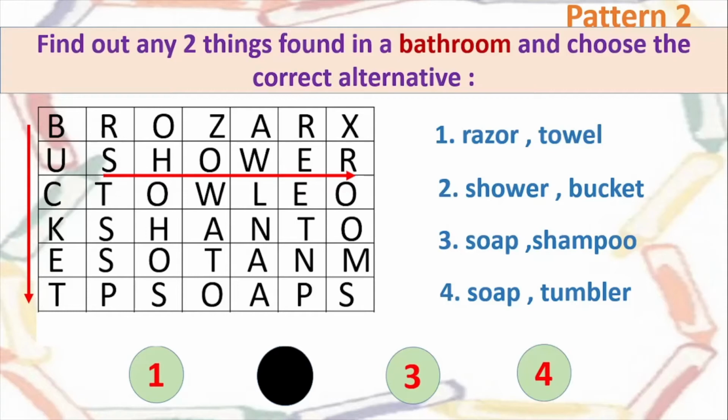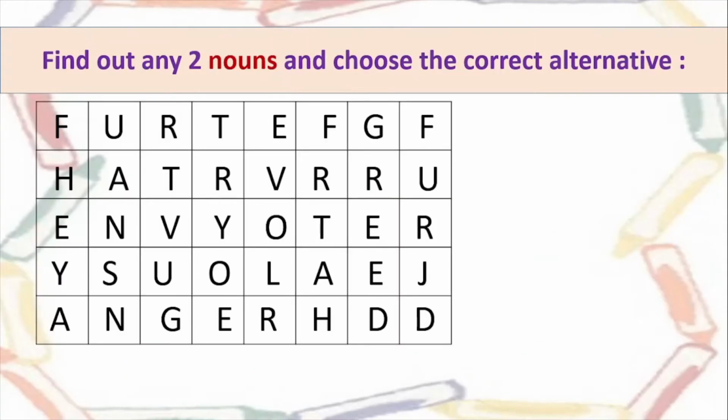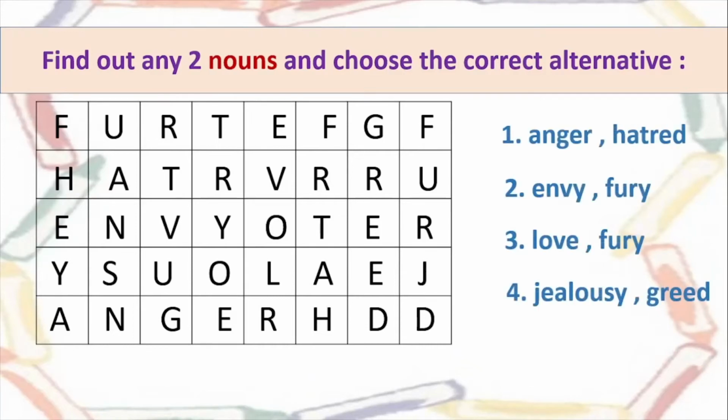Let's now proceed to the next example in this pattern, which is this one. Find out any two nouns and choose the correct alternative. So now in the previous question, we chose 2 words which you can associate with the bathroom. Here we are looking at 2 nouns, okay, and then we have to choose the correct alternative. So come on, let us see what those nouns are. So you have anger and hatred as option 1. You have envy and fury as option 2, love and fury as option 3, and jealousy and greed as option 4. So which one of the 4 will you find in the grid?